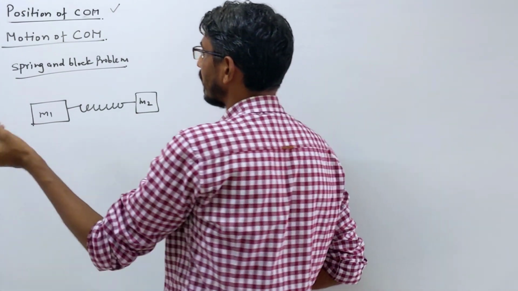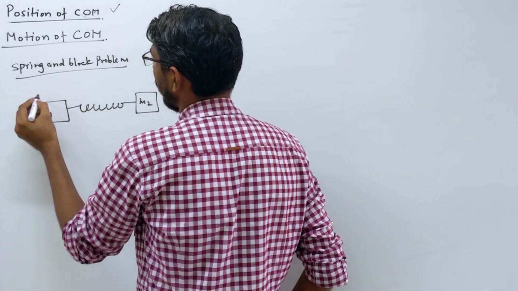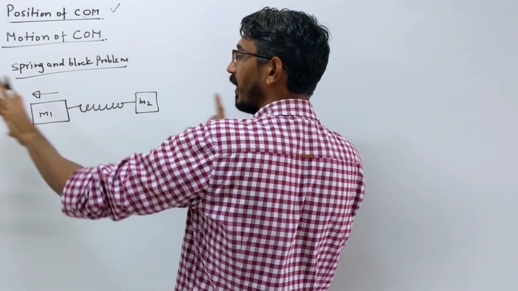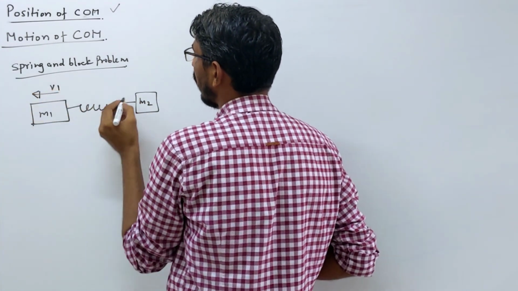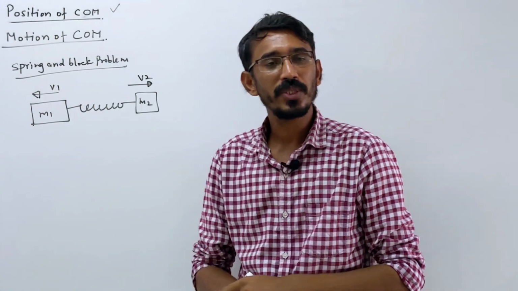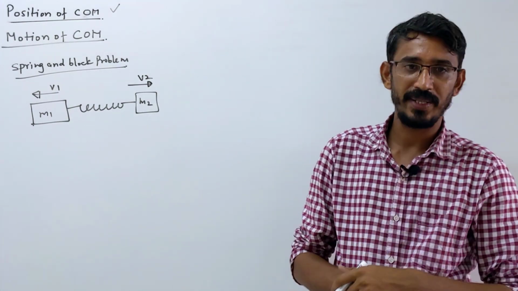So they say they move at some velocities. Either both velocities can be given. Suppose they were compressed, I'm saying, then they move away. So this moves with velocity v1, that moves in this direction with velocity v2. So if both velocities are given, they will ask you what's the velocity of the center of mass.